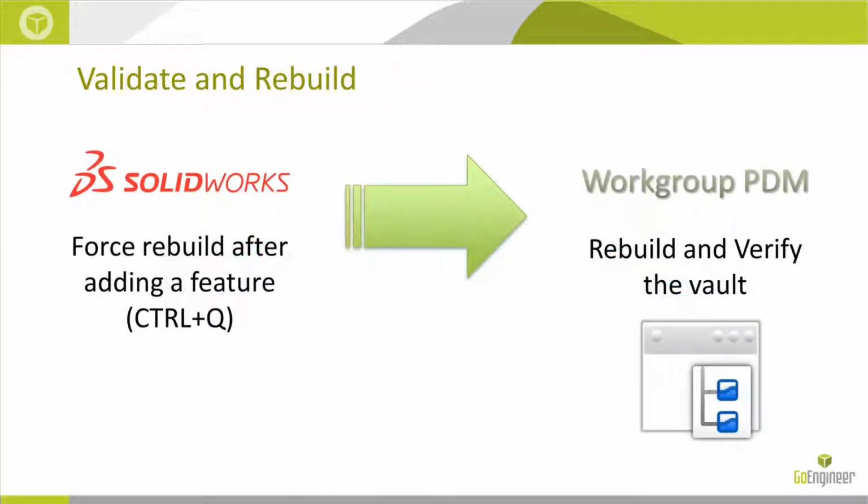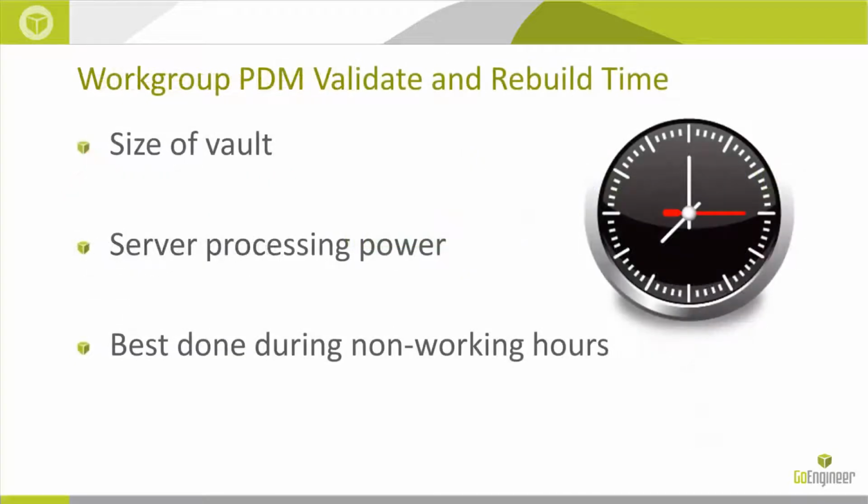The validate and rebuild process is similar to the rebuild function in SOLIDWORKS. When we add features or rebuild the model, SOLIDWORKS only rebuilds from the latest change. If we want the model to rebuild all features, we do a forced rebuild. Workgroup PDM can rebuild and validate the Vault tree structure when a Vault service is started, similar to a forced rebuild in SOLIDWORKS. This process could take from a few seconds to some hours, depending on the size of the Vault and the processing power of the server, and maintenance is best performed during non-working hours.